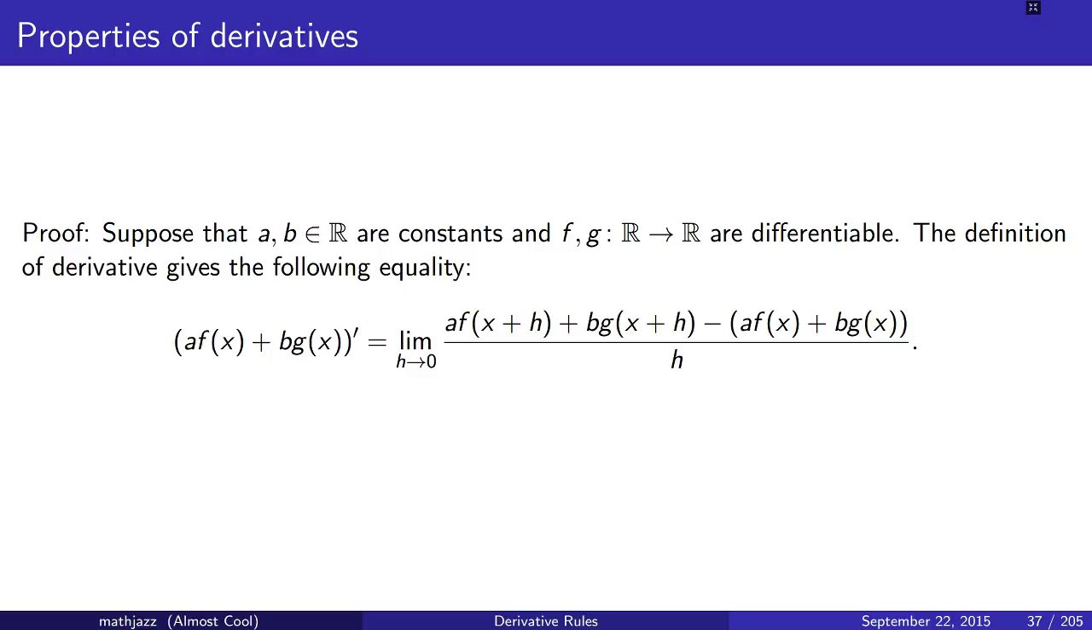So we'll assume a and b are constants. We'll assume f and g are differentiable functions. The definition of derivative is given by this.